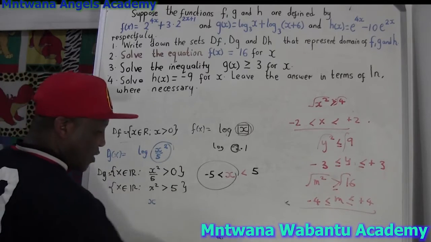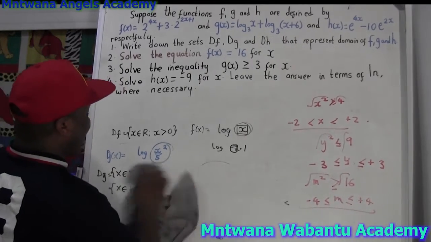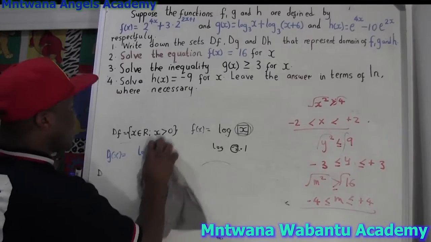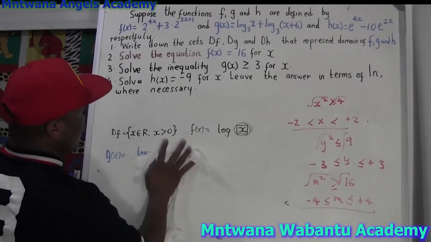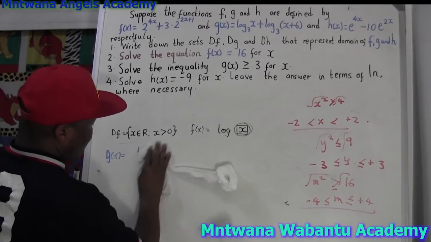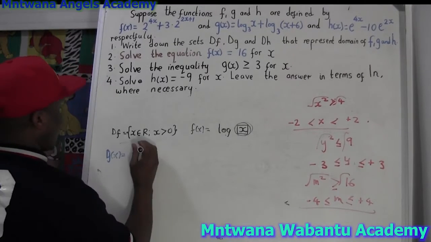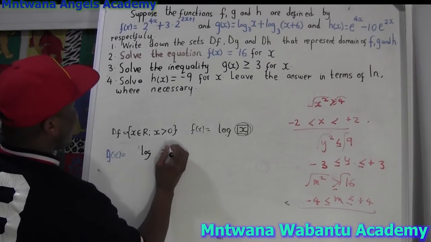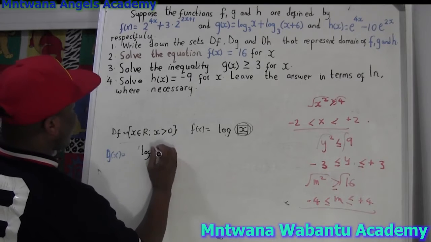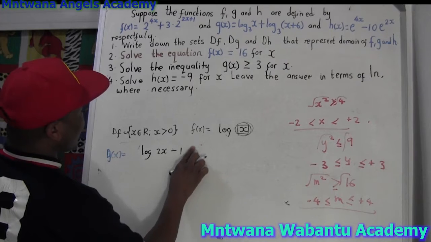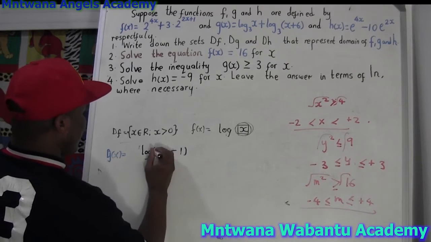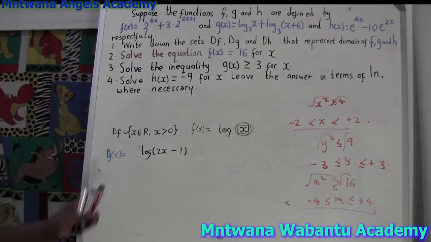For example, let's take another example. I don't want to start on inequality for now because this is not part of the equation. Okay, somebody give, for example, a log. Okay, let's see: log of 2x minus 1, equal to G. Find the domain of G.